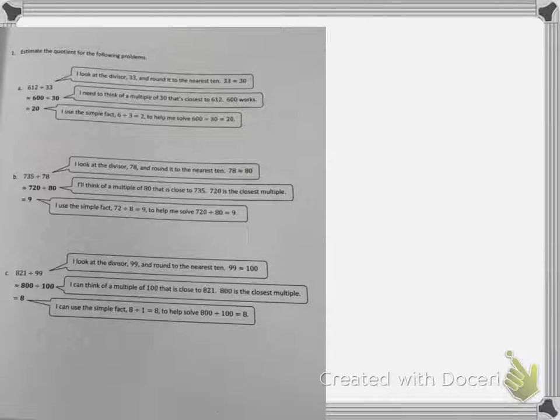Hello, today we're doing lesson 17 in module 2. Lesson 17, our objective is to use basic facts to approximate quotients with two-digit divisors.